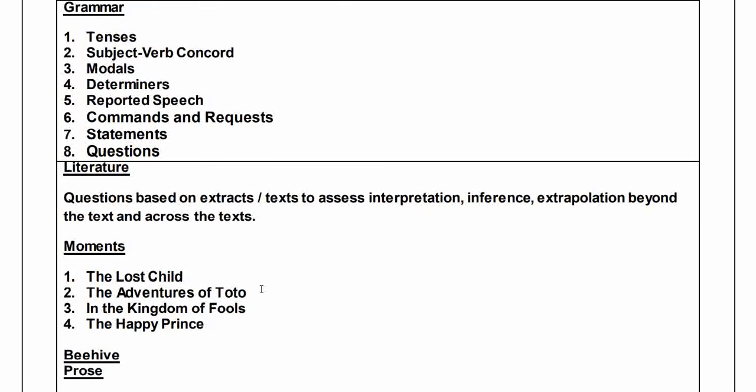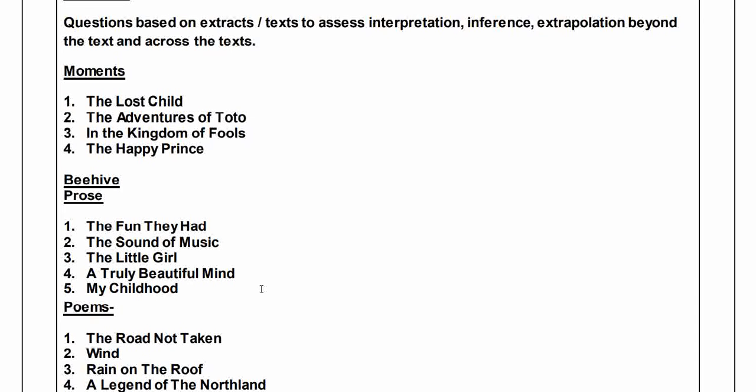The books that are included are Moments and Beehive. Let me read the short stories from Moments first. That is The Lost Child, The Adventures of Toto, In the Kingdom of Fools, The Happy Prince. From the textbook Beehive, from prose, we have The Fun They Had, The Sound of Music, The Little Girl, A Truly Beautiful Mind, My Childhood.